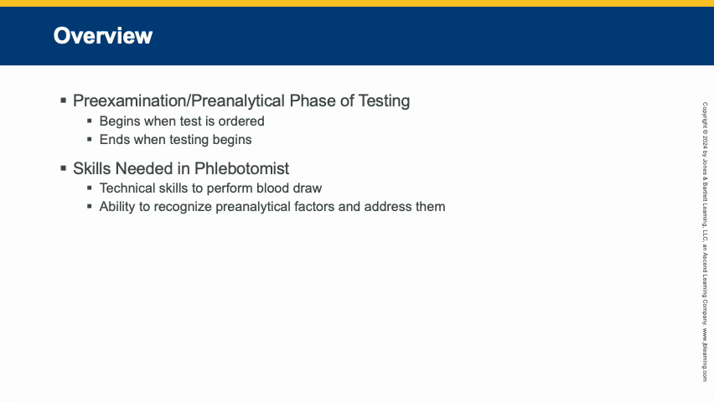And that ends once you get that specimen back to the lab, and then the lab tech starts running the test on it. That is the analytical phase once you get it back and hand it over. But as a phlebotomist, you work in this pre-analytical, pre-examination phase. The skills needed in a phlebotomist, you've got to have the technical skills to perform the blood draw and the ability to recognize pre-analytical factors and address them, like any issues that might come up.